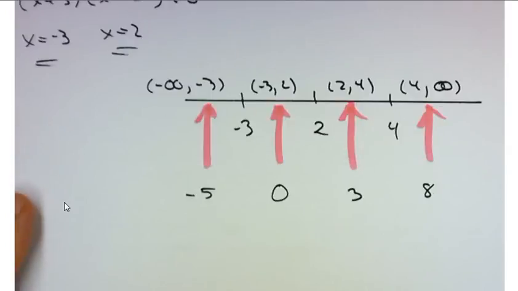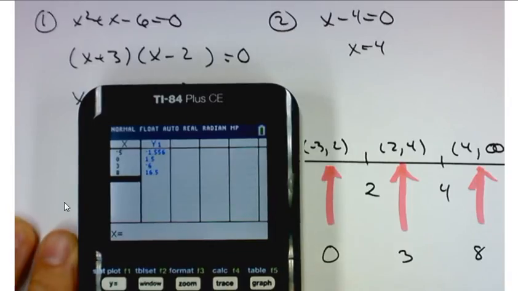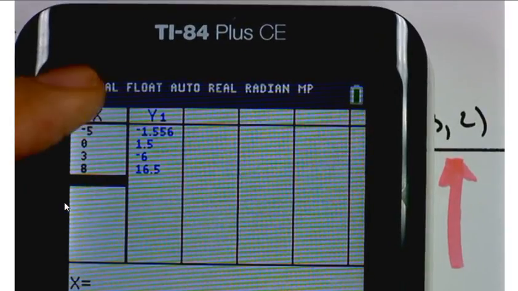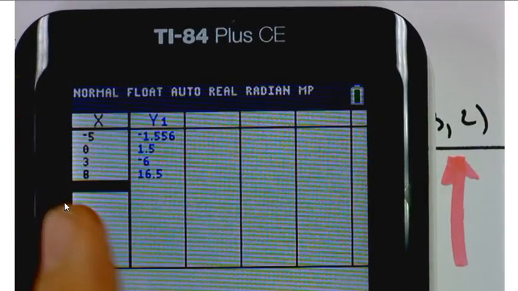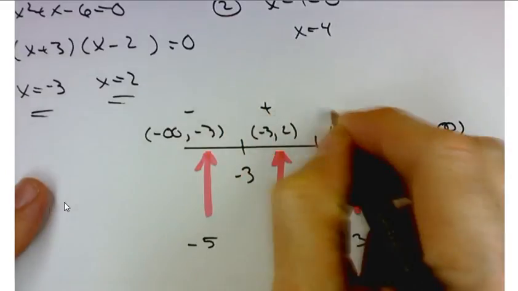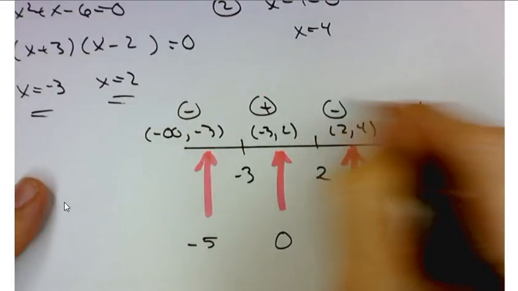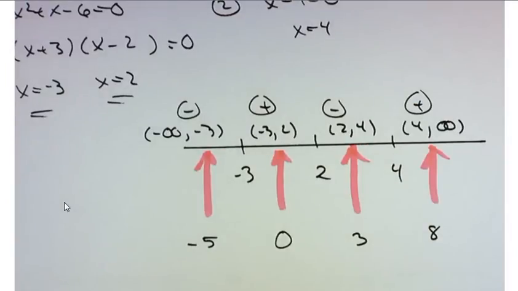Okay, people seem to be doing pretty good on this. When I put those numbers into my calculator, I get negative, positive, negative, positive. That's the alternating pattern that I get. So it starts here, negative, positive, negative, positive. Which intervals do I want? Do I want the negative intervals or do I want the positive intervals?